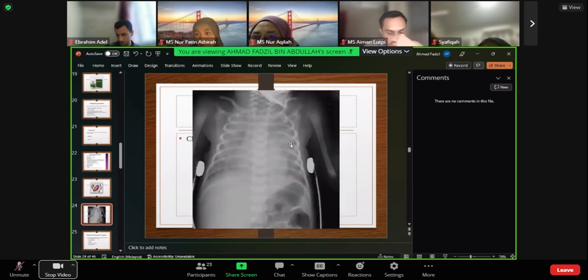And the X-ray is a bit different. You can see the X-ray is a bit fluffy. It doesn't look solid. It's still consolidation, but it's soft consolidation.